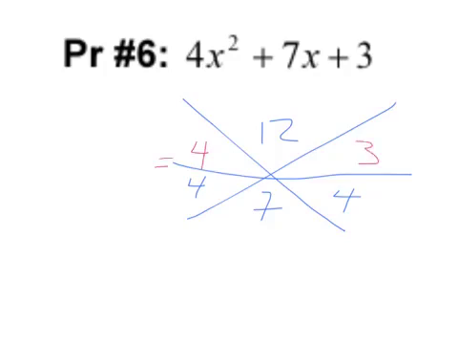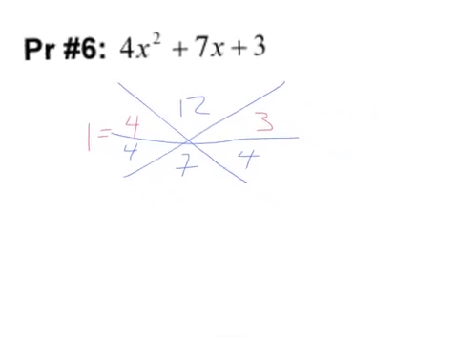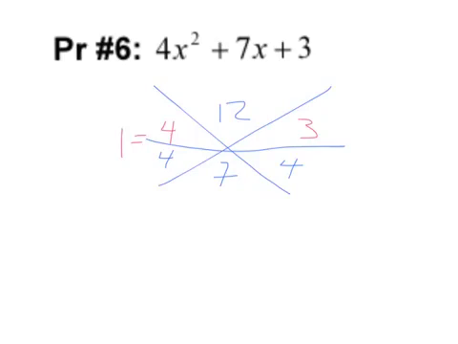Does 4 over 4 reduce? It does. It reduces down to 1. Does 3 over 4 reduce to a nice, neat, even number? It does not. So my factor over here is just going to be an x plus 1. Boom. And over here, I have to do the bottoms up. So it's 4x plus 3. There we go. So there's my two factors.